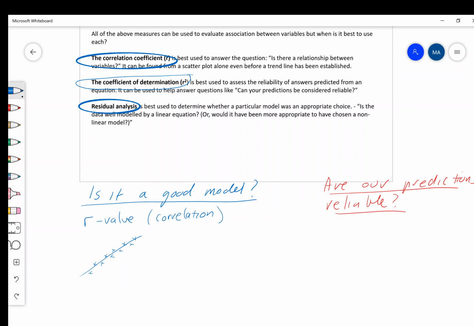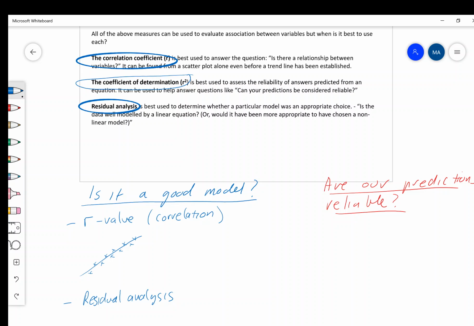Also, residual analysis is used to determine whether or not we have a good model. So we look at those points, those features. Is there a random distribution of points, or is there a pattern? Is there the same number of positive and negative residuals? Is there an even, horizontal band? And are the residuals small? So these two measures are for whether or not we have a good model.